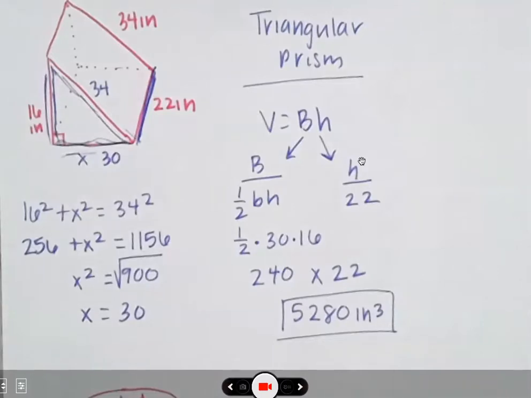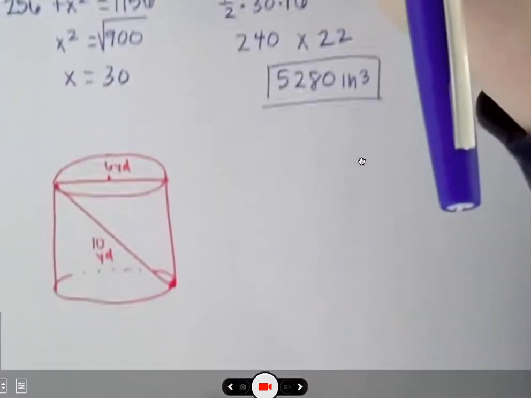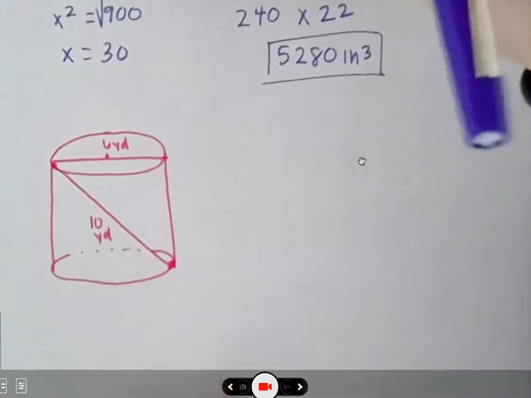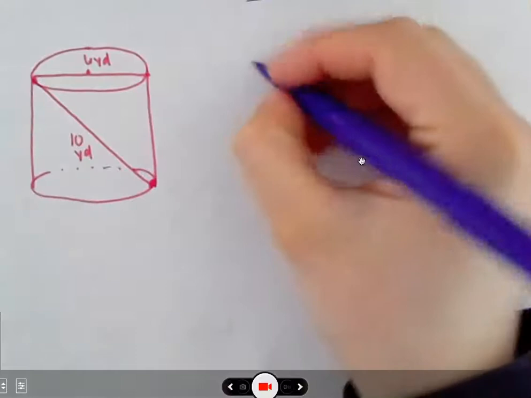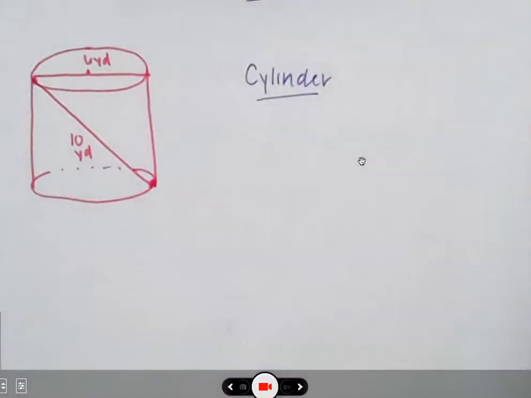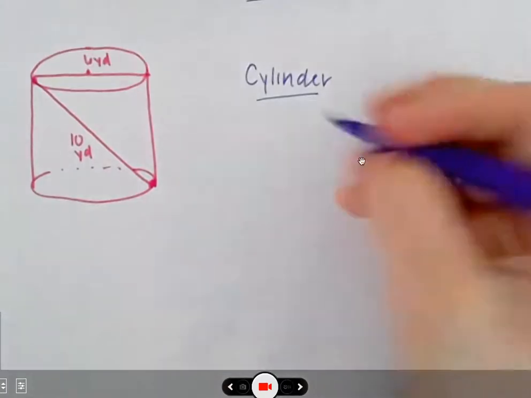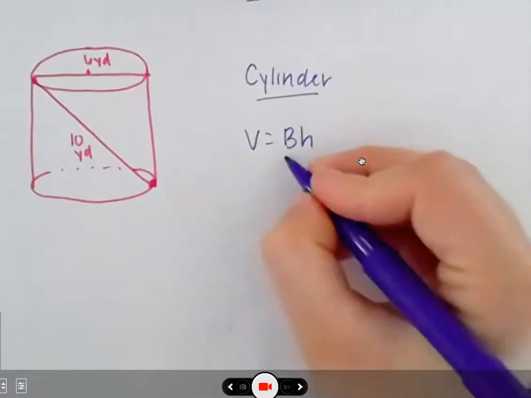And then I just want to do one more with you, and then I will send you on your way for this lesson, okay? This is a really bad drawing of a cylinder. Okay, so we have a cylinder here, and we are trying to find its volume. So again, volume equals our base area times height.